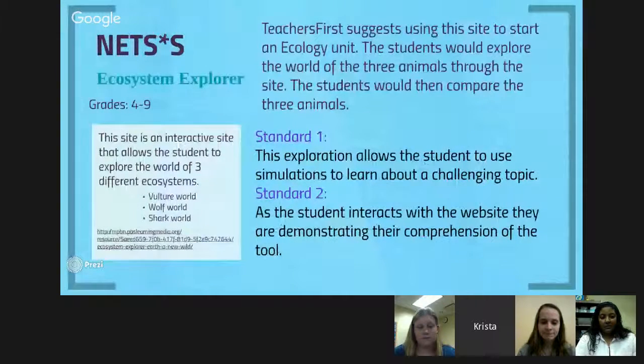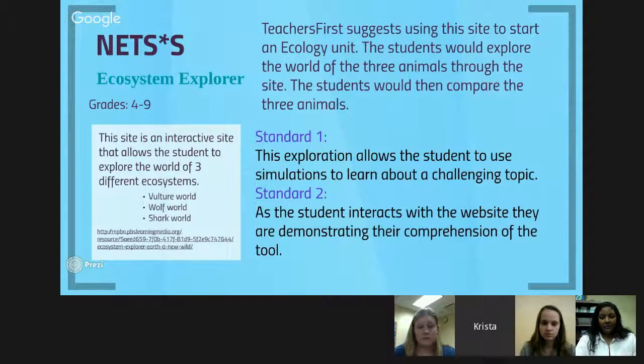The next one to hit both the student standards, I found a site from Teachers First. It's called Ecosystem Explorer, and it's for grades 4 through 9. Teachers First also suggested that you use this site in front of the students and let them see it first before you let them individually explore. And you can use this to go into an ecology unit.